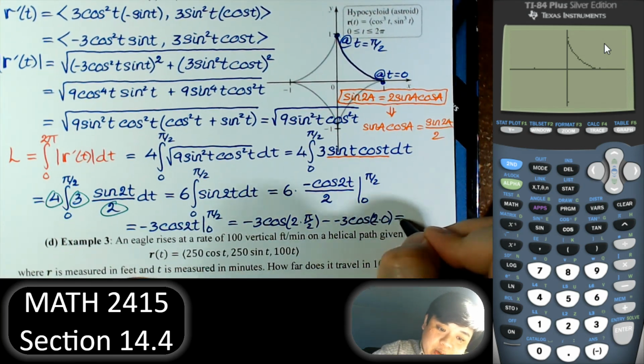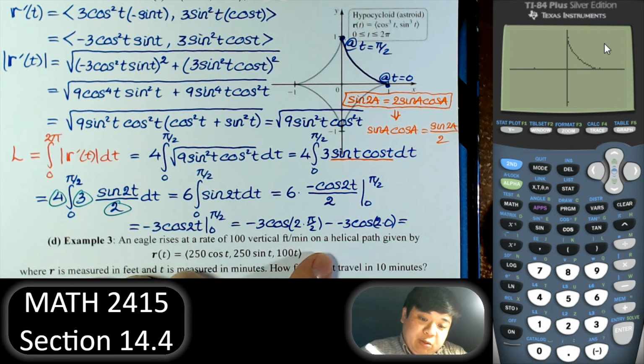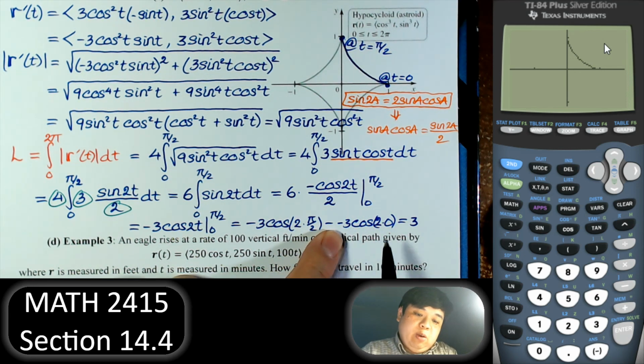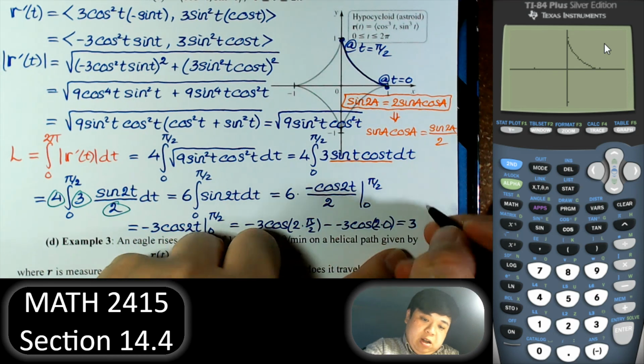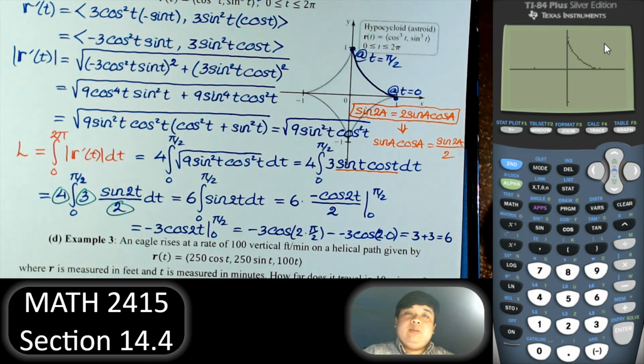Okay. Cosine pi is negative 1. Negative 1 times negative 3 is 3. The negative cancels, so that is positive. Cosine of 0 is 1, so that plus 3. So it's 6. Right. So let's just make sure that it works. It's correct. Math number 9.